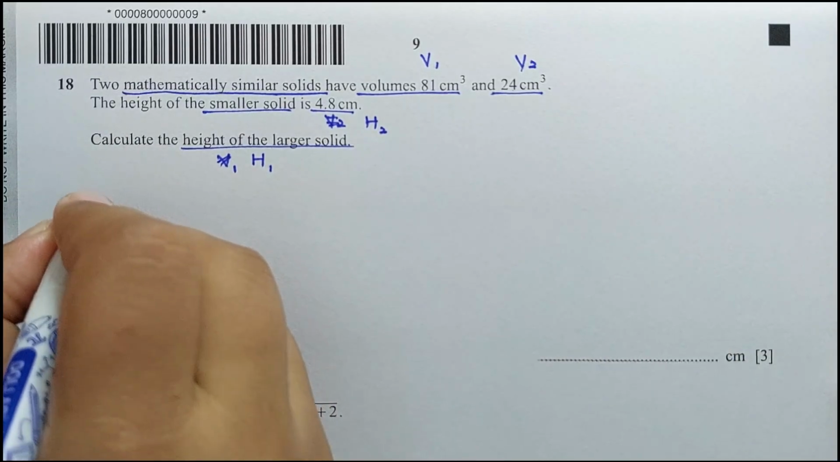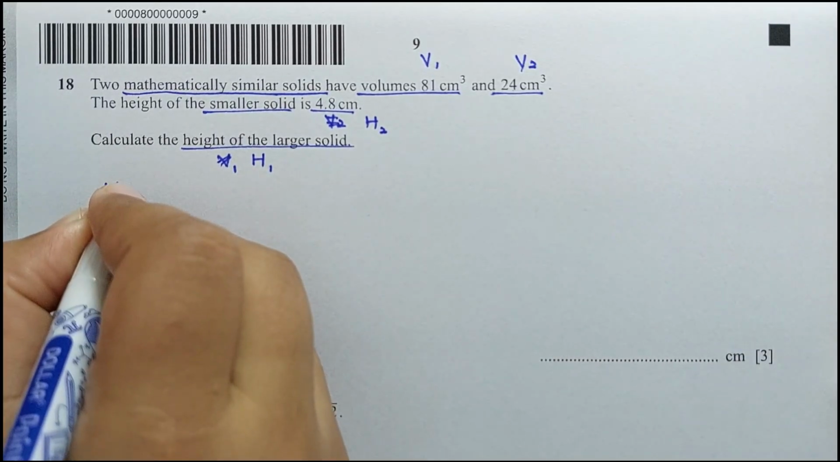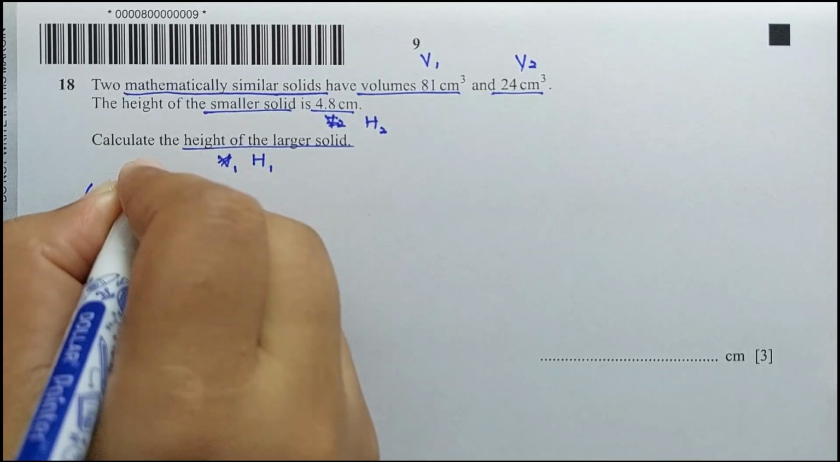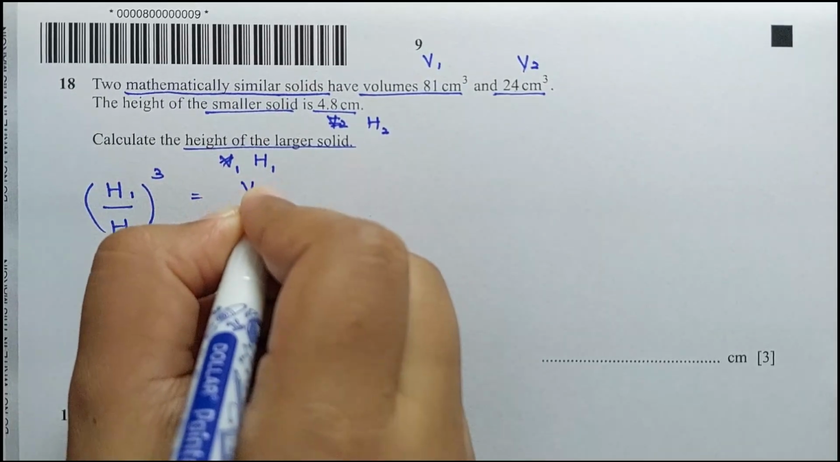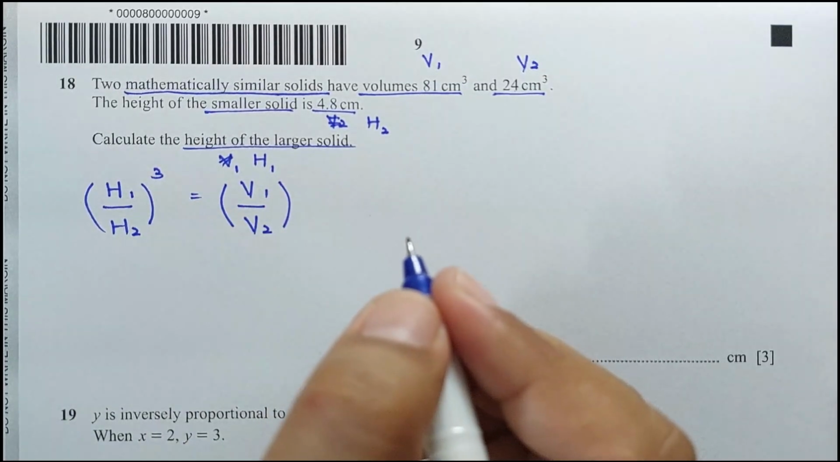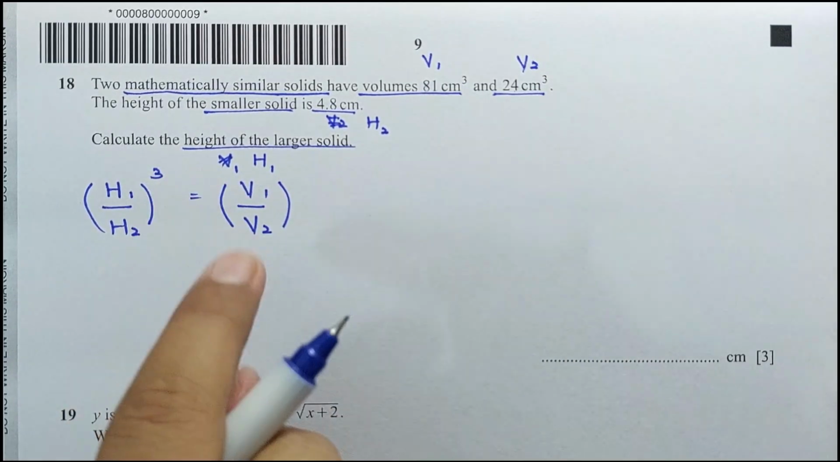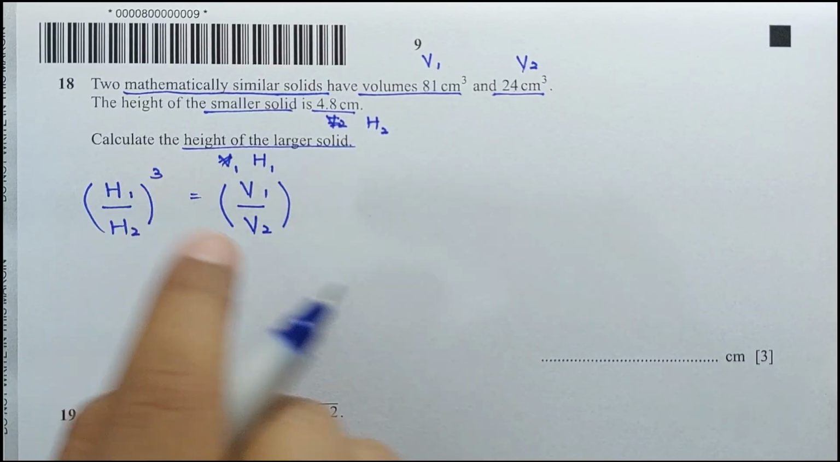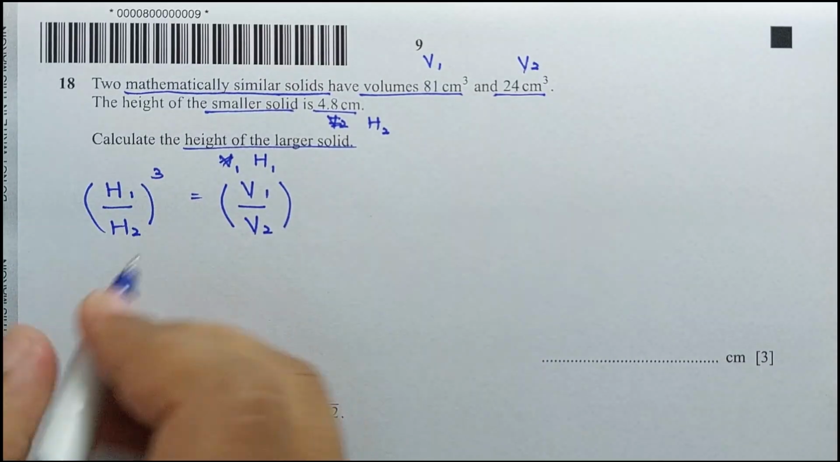Okay, so the height of the larger over the height of the smaller, its ratio cubed equals the volume of the larger over the volume of the smaller. When two shapes are mathematically similar, the ratio of their volumes equals the ratio of their heights cubed. If we're dealing with areas, it becomes squared.